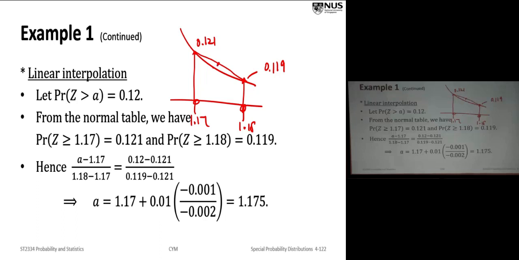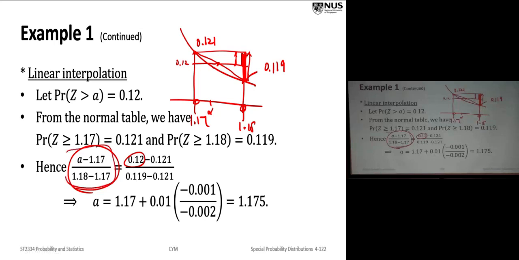So how do I do it? Alpha is supposed here. So I make sure that alpha minus 1.17 compared with 1.18 minus 1.17. This is the ratio on the x-axis. Then I do the same thing. So this is 0.12. So it's 0.12 minus 0.121 compared with 0.119 minus 0.121. So it will be like that. Compare the difference here and the difference here. So that's the idea. So I work out alpha equal to 1.175.